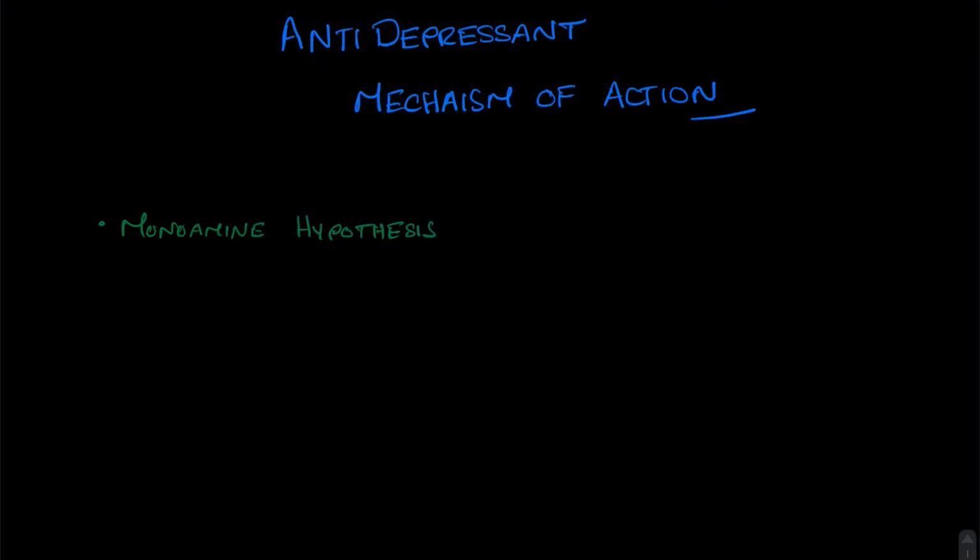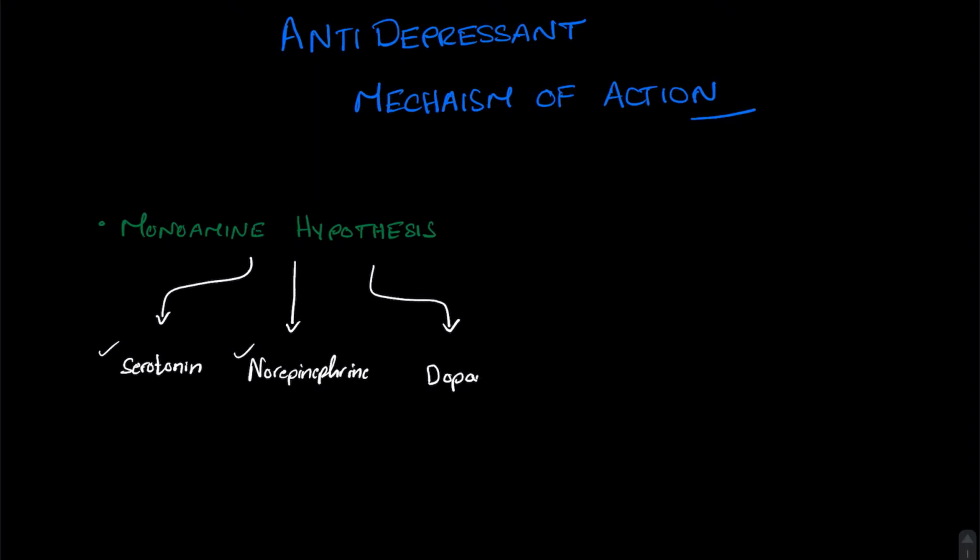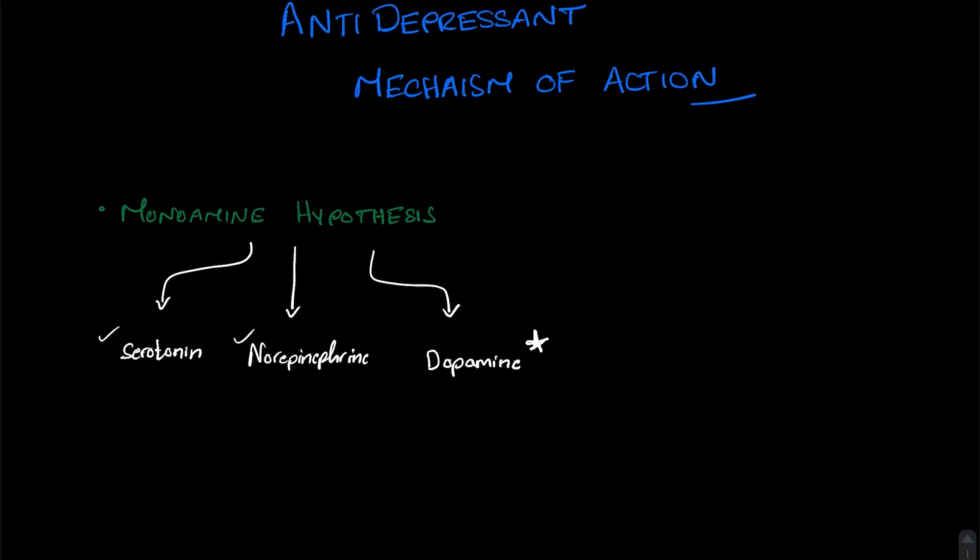Now, the hormones that are crucial in the monoamine hypothesis include serotonin and norepinephrine. These two hormones are central, and in some cases, although the data for this is weak, dopamine. I'll put a star here as this is an exception.